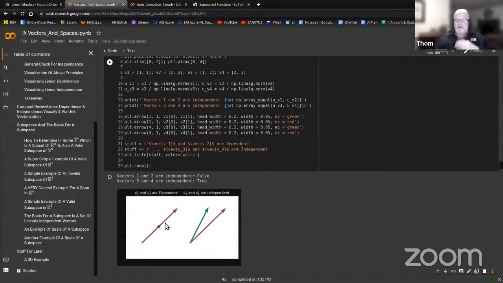What we're doing right now is laying a foundation of understanding of spans and subspaces, spans of vectors, spatial spans defined by vectors. We're looking at sets of vectors. We're looking at what it means for a set of vectors to be a valid subspace. And then we're even today looking at what it means for a set of vectors that defines a subspace to be a basis.